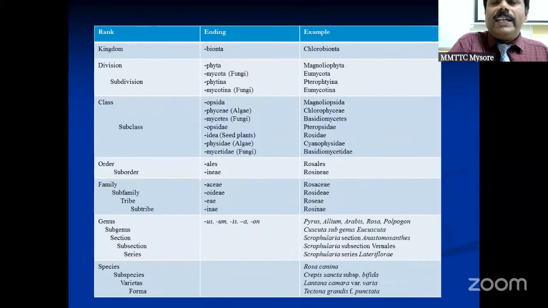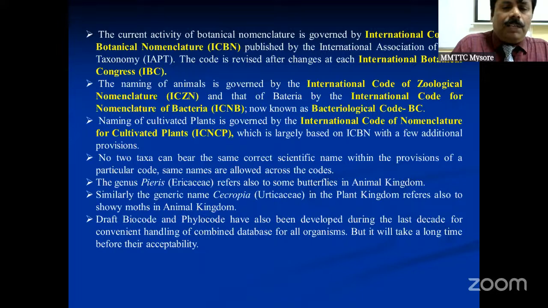See, rank ending example. This is a routine where we talk about phyta and all those endings. Then we have different endings, different examples that I have given that you can know. That's not a big thing. But I wanted to say that the current botanical nomenclature is governed by the International Code of Botanical Nomenclature, which I wanted to stress because there has been a sea change with regard to ICBN by the International Association for Plant Taxonomy, IAPT.